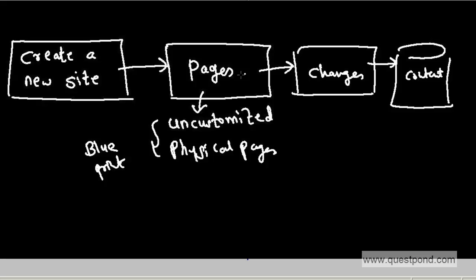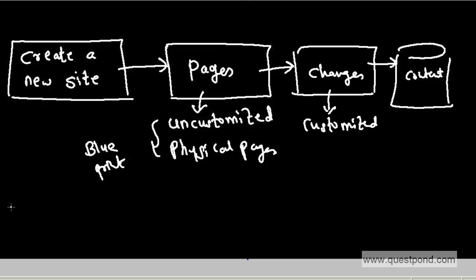Now the pages which are changed are called customized pages, right? So uncustomized pages means pages which are physical copies, which are actually blueprints which will never change, while customized pages means basically changes which are stored in the content database. Now there are some different names also used for these vocabularies, that is uncustomized pages and customized pages.